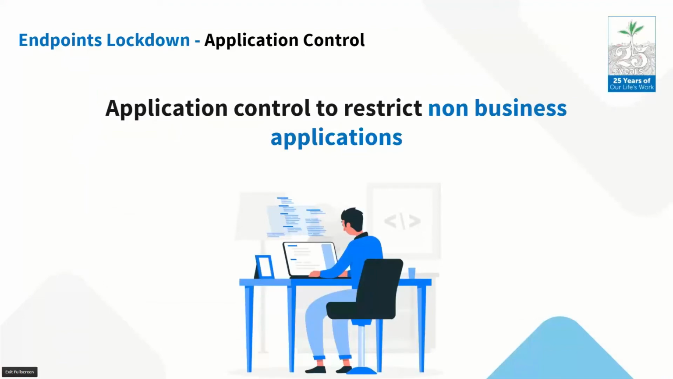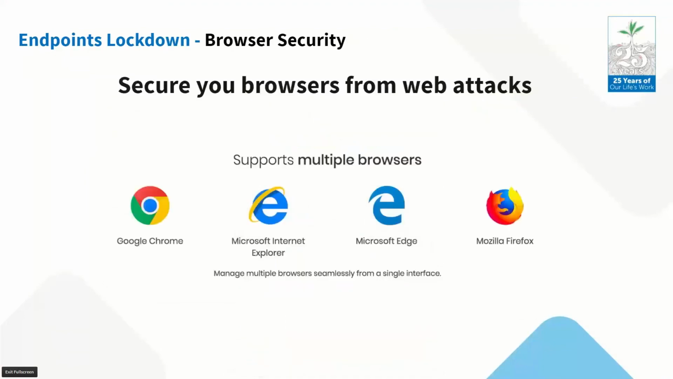Moving on, the other important thing to secure is browser security. Since John's endpoints are all on a remote workforce, it's important to secure the browsers. To do that, we can use the browser add-on inside Desktop Central. We support Chrome, IE, Microsoft Edge, and Firefox at this moment, and these browsers are supported in our browser security.